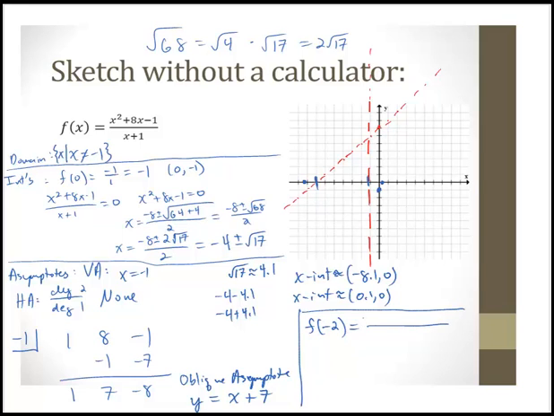Alright, so substituting into the function. That would be negative 2 squared, that's 4, 8 times negative 2, that's minus 16, minus 1, and negative 2 plus 1. So that is 4 minus 16 minus 1, that's negative 13 over negative 1, that's 13. So I have the point negative 2, 13. So that's a point that's up here somewhere.